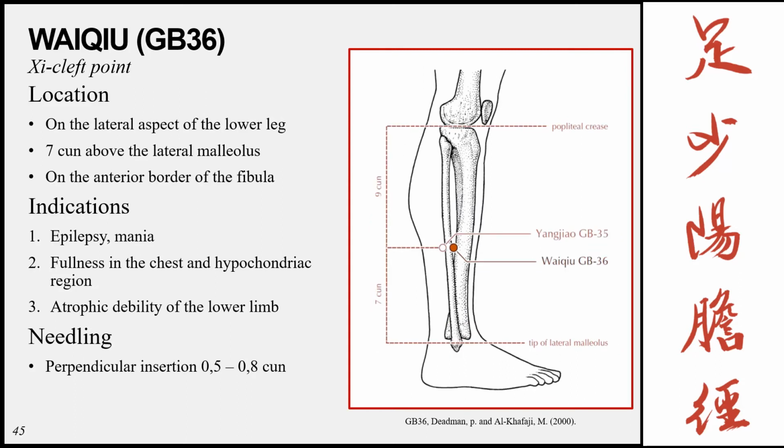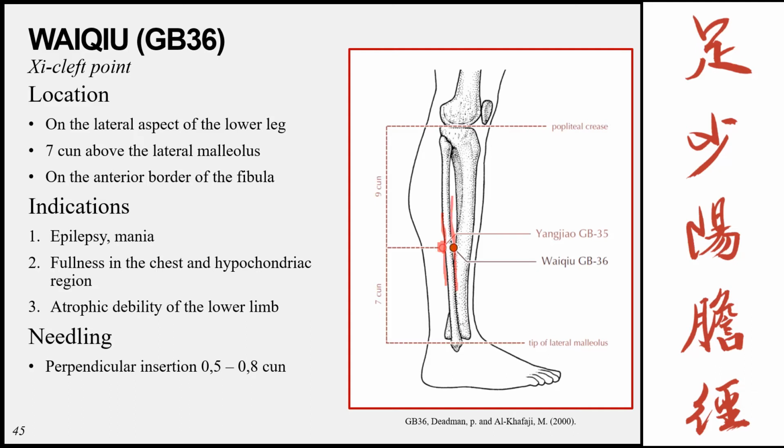The next point is YUANYE, GB36. This is also a xi-cleft point of the meridian, and it's located on the lateral aspect of the leg, 7 cun above the lateral malleolus. So that's exactly the same as YANGJIAO, GB35, the previous point, except this time we're on the anterior border of the fibula. So remember, YANGJIAO is on the posterior border of the fibula, and this one's on the anterior border.